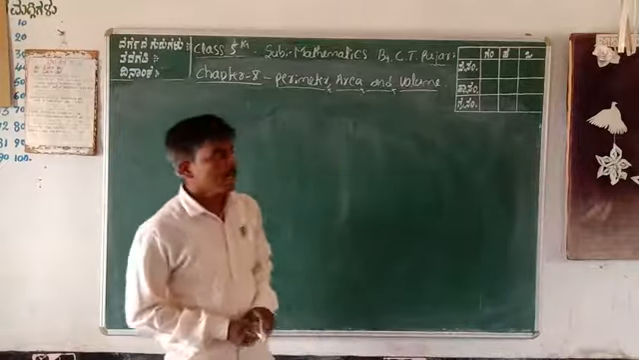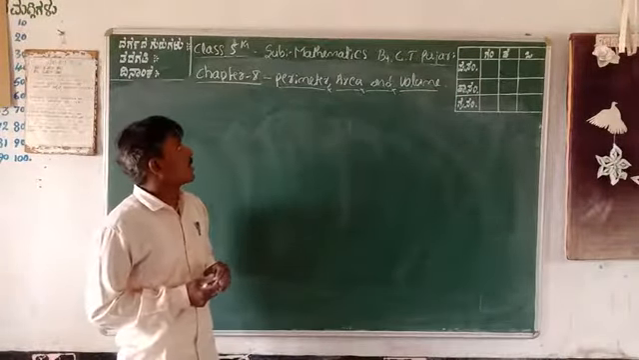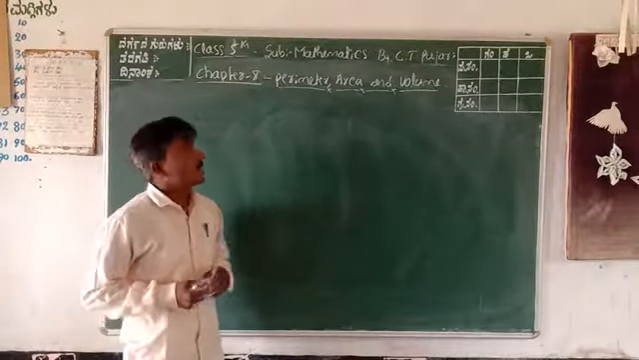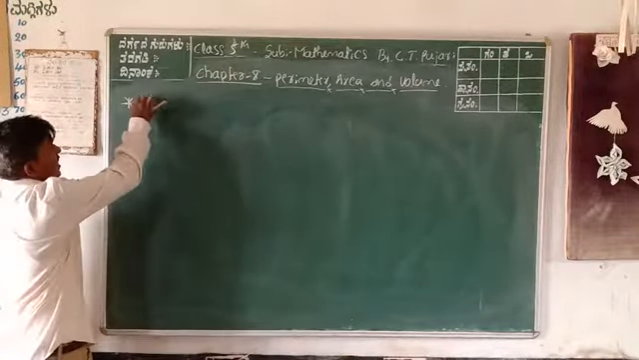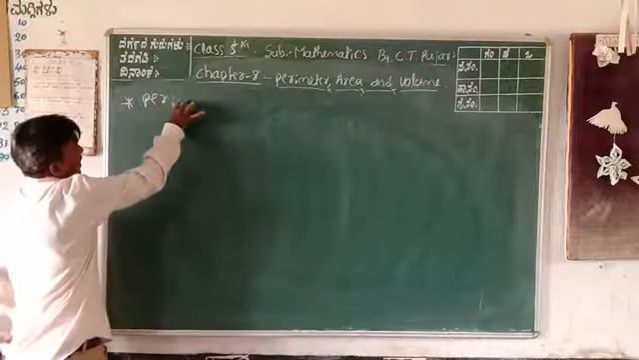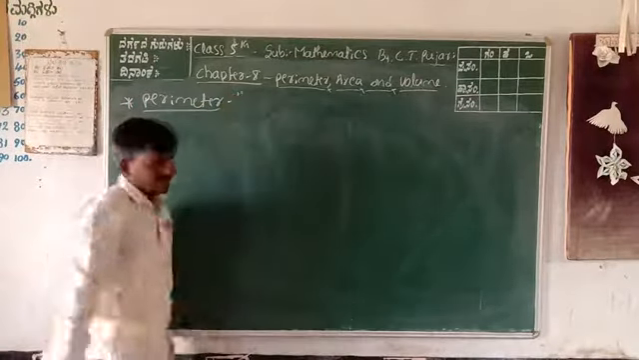Dear students, today in your fifth standard, let us study chapter number 8, Perimeter, Area and Volume. You know about the perimeter, dear students. What is the meaning of perimeter? First of all, you study only the perimeter of the figure. What is the meaning of perimeter?